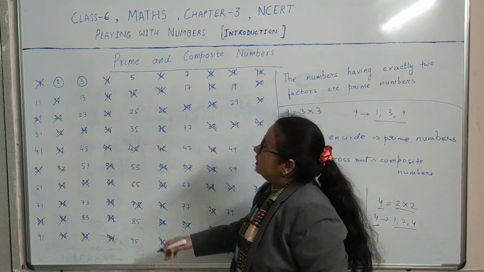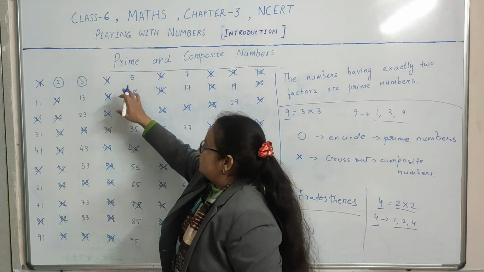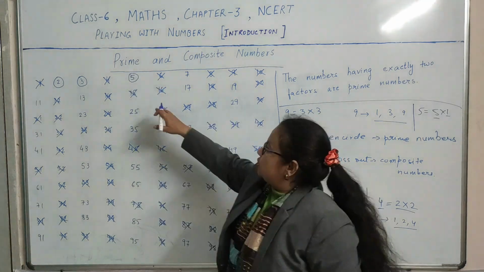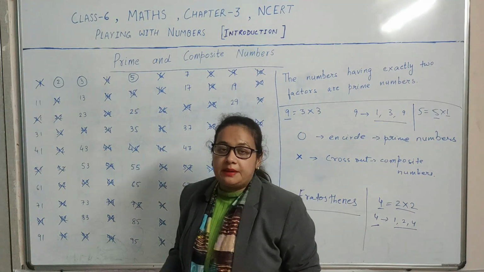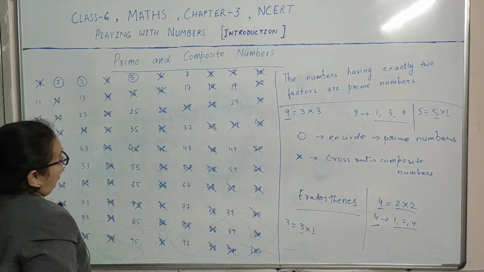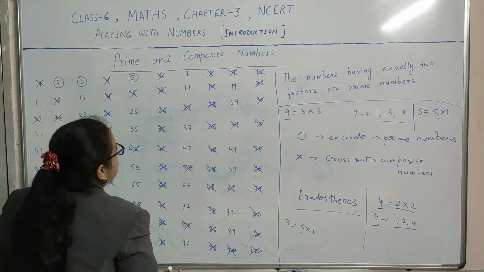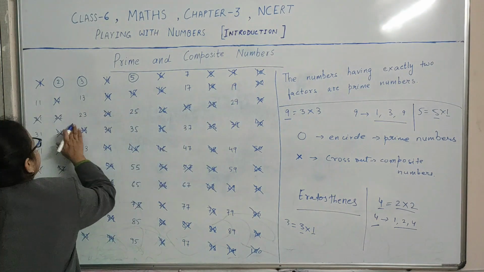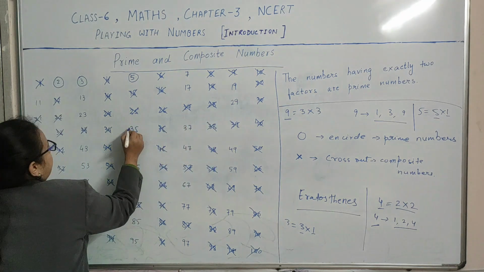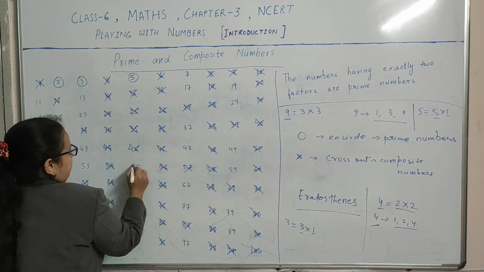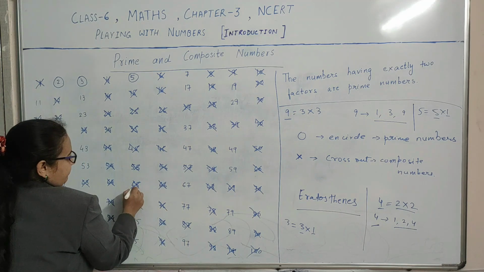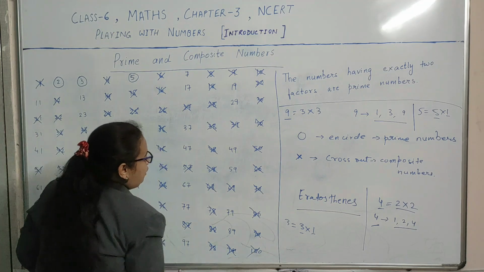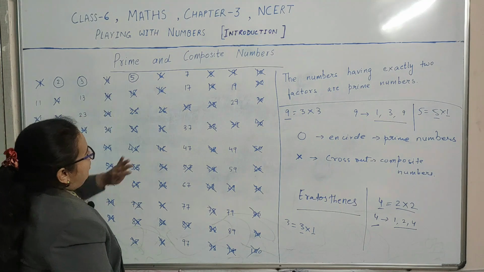Now which one is the next number which is not encircled nor crossed out? This is 5 and 5 is a prime number, right? So we have encircled 5. Now what is the next step? The next step is we will cross out all the multiples of 5. So the next one is 10, already crossed out. 15, 20, 25, 30, 35, 40, 45, 50, 55, 60, 65, 70, 75, 80, 85, 95, see 100 already crossed out. So we have crossed out all the multiples of 5.